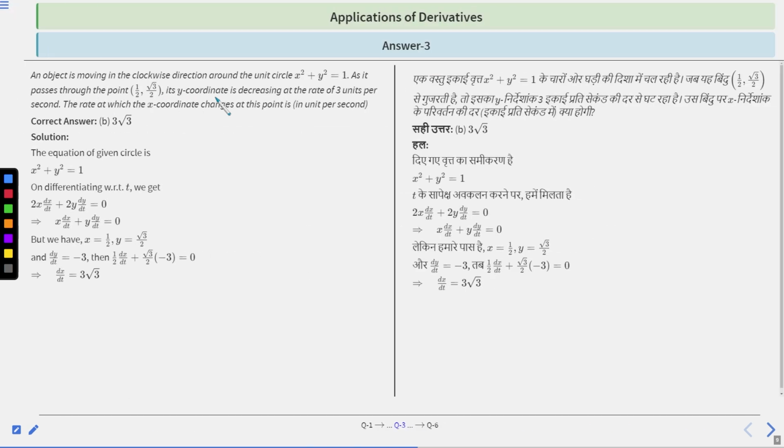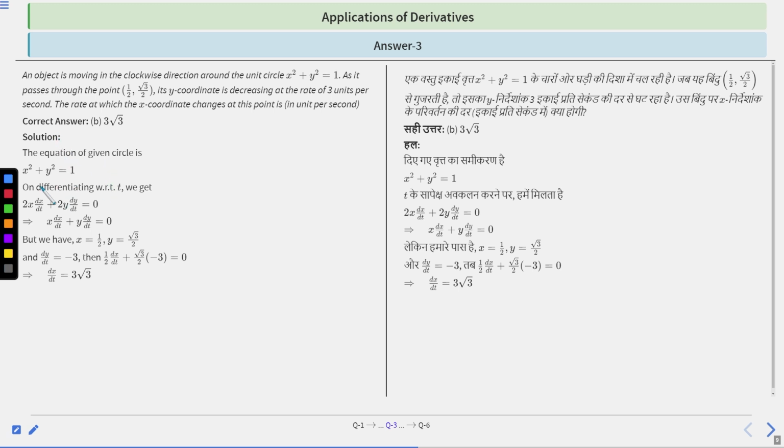Okay, let's move to the solution part. The equation of the given circle is x square plus y square is equal to 1. Now, as we discussed, on differentiating with respect to t on both sides, we will get 2x dx by dt plus 2y dy by dt is equal to 0. So 2 is common, so let's take it to the other side. So x dx by dt plus y dy by dt should be equal to 0. But we have x equal to 1 by 2 and y equal to root 3 by 2, right?